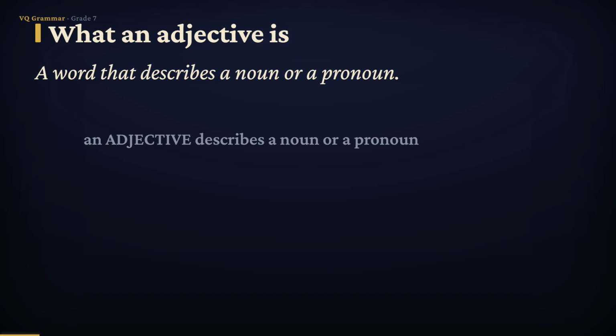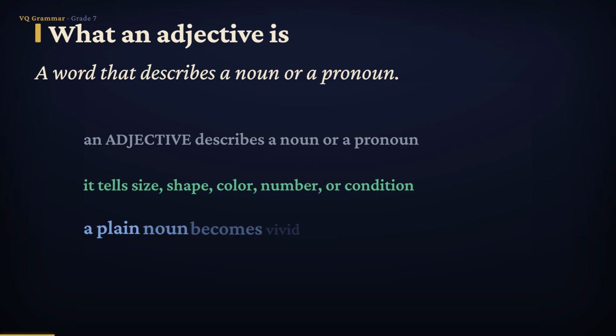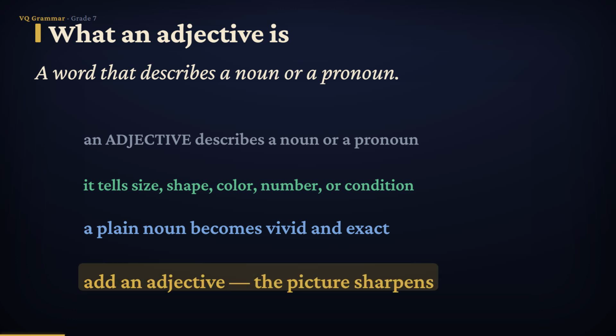An adjective is a describing word. It describes a noun or a pronoun. It can tell you an object's size, its shape, its color, how many there are, or the condition it is in. Think of a plain noun, like beach. All on its own, it is just a word. But add an adjective and the picture sharpens at once. A wide beach, a rocky beach, a crowded beach. The adjective is doing the coloring.